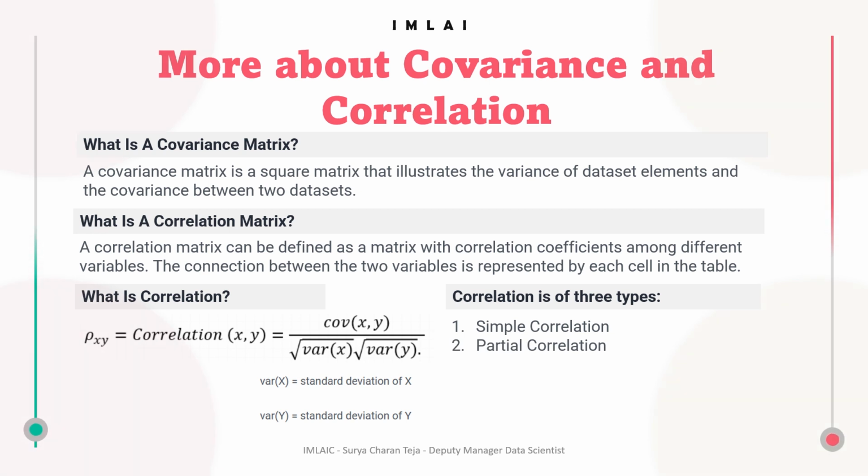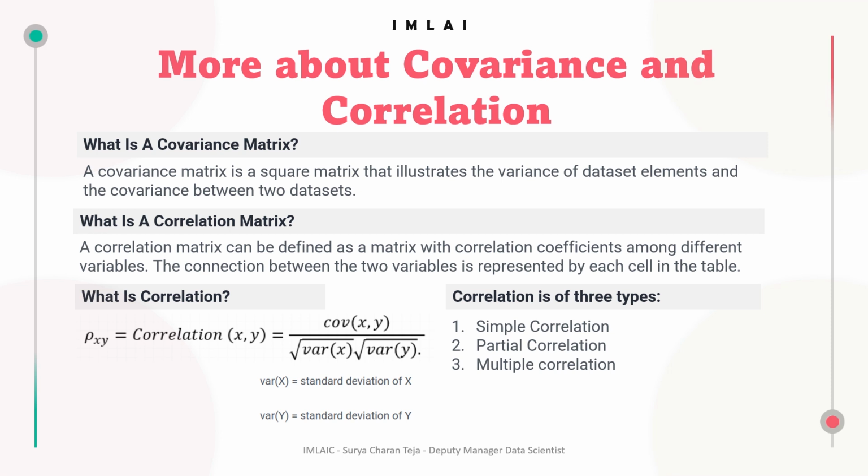Then the second one is partial correlation. When one variable's effects are removed, the correlation between two variables is revealed in partial correlation. And the third one is multiple correlation, a statistical technique that uses two or more variables to predict the value of one variable. This is called multiple correlation. We will be doing all this when we enter into the machine learning module. But for now, you just understand what is simple correlation and what is multiple correlation.